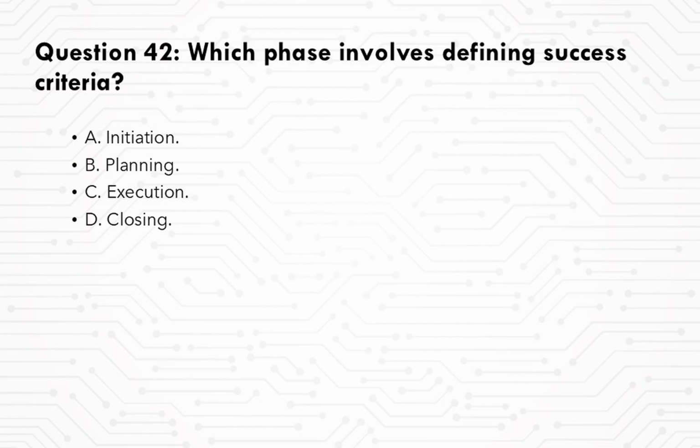Question 42. Which phase involves defining success criteria? A. Initiation. B. Planning. C. Execution. D. Closing. Answer: B. Success criteria are defined during planning.